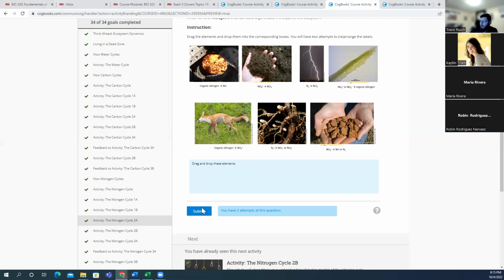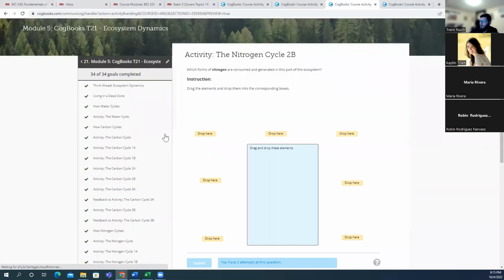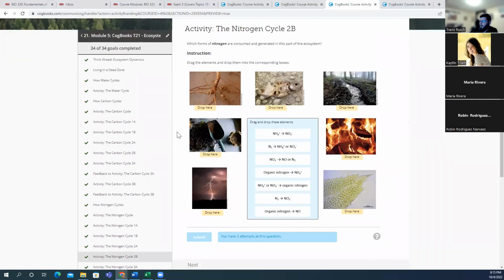All right, let's just double check our answers. Yeah, we got those. Then I want to go over 2B. All right, so this is similar now, but with the chemical compounds again. So let's go through this one. We've seen some of these pictures before. We talked about lightning and what lightning does. What was the process called again?